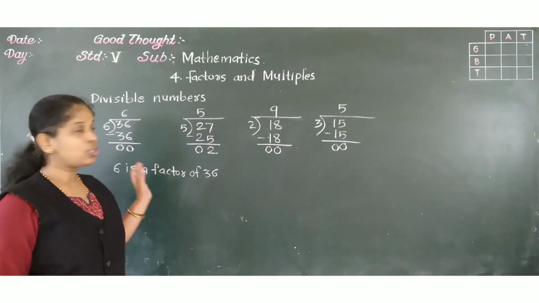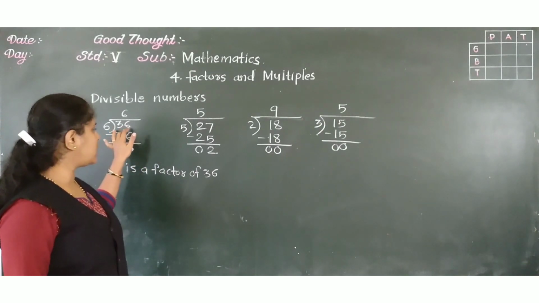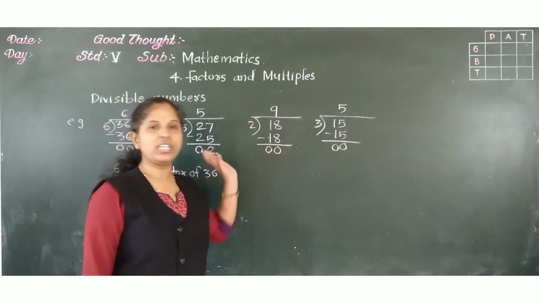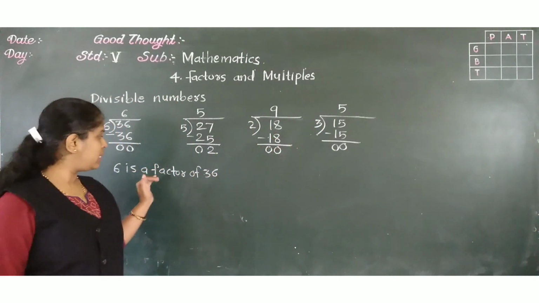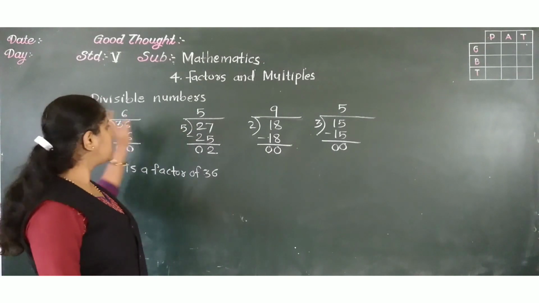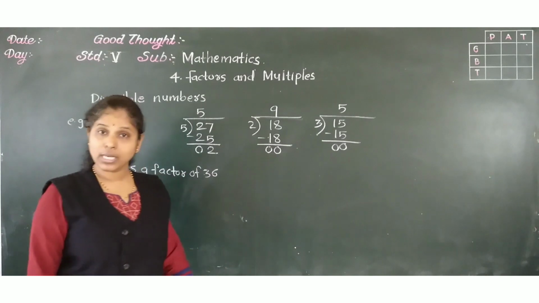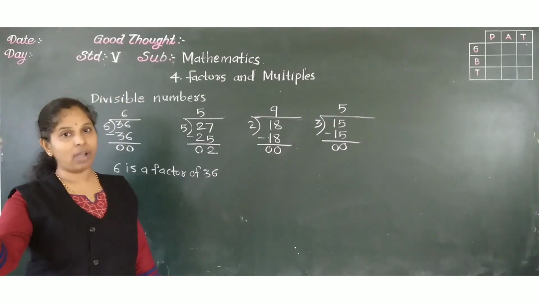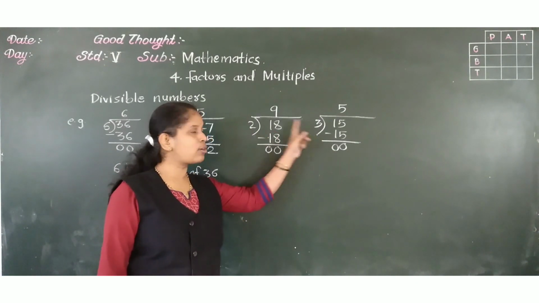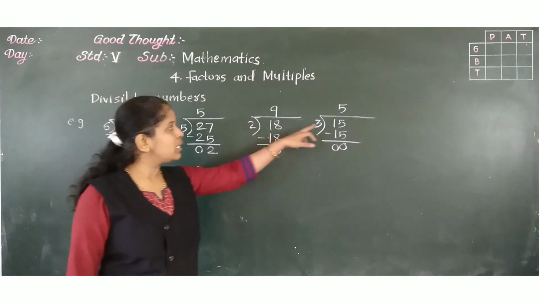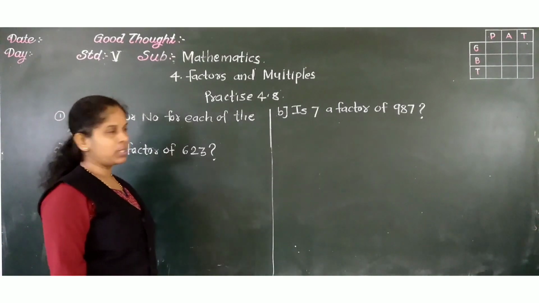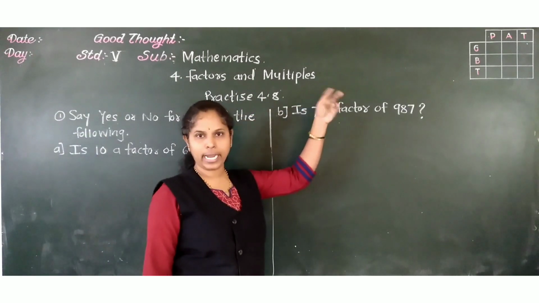Got it? So divisible numbers means 36 is divisible by 6, 18 is divisible by 2 and 15 is divisible by 3. In this way, these are called the factors. Sorry, this is not 5, it is 6, 2 and 3. The numbers with which when we divide another number and we get the remainder as 0, those numbers are called the factors of the given numbers. Okay. Based on divisibility of numbers, we will solve practice 4.8.